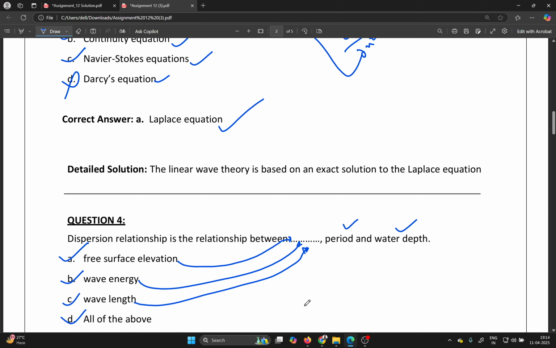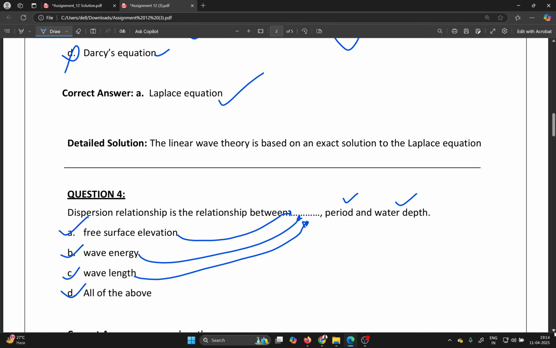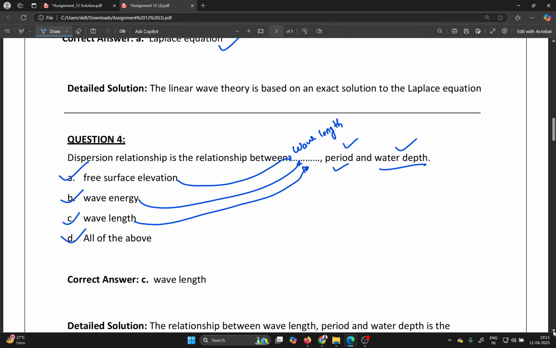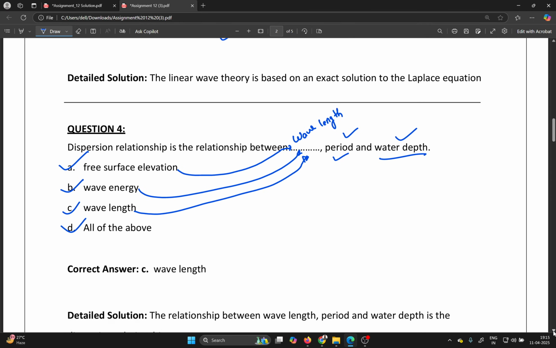Let me show you the answer for question number 4. The answer will be wavelength. The dispersion relationship is the relationship between wavelength, period, and water depth. These three. Here the same thing is written in the solution.